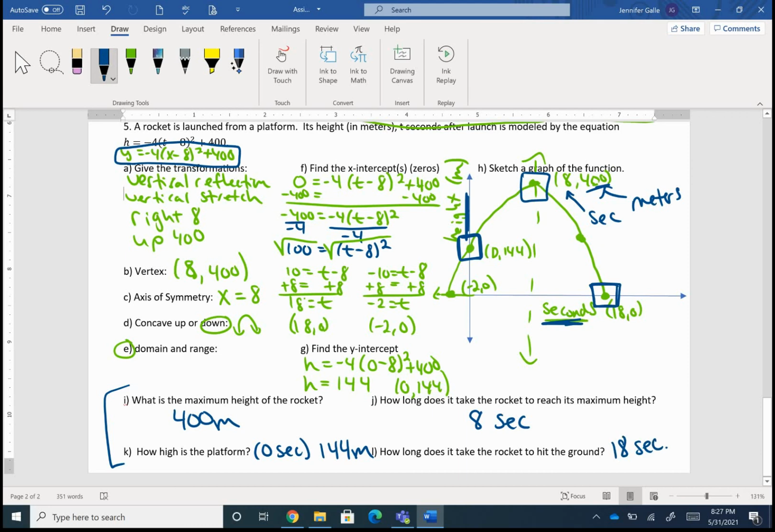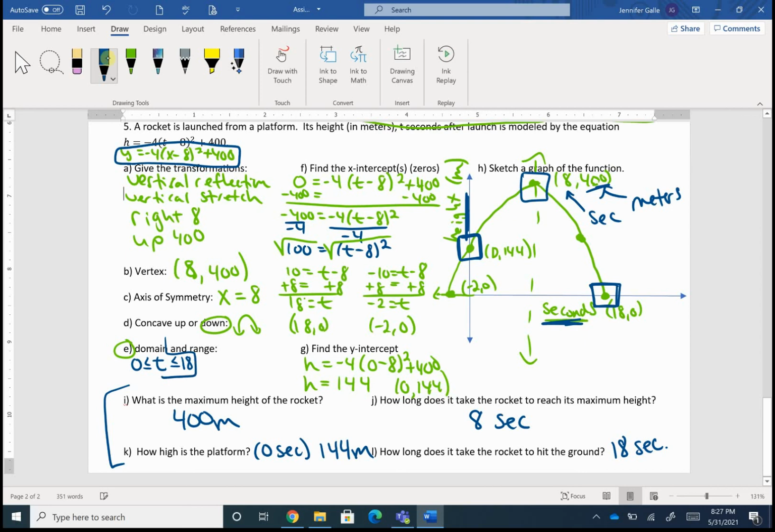Domain and range for this case. The domain, again, deals with our x values. Our x values in this case are our t, which is our time. Time cannot go lower than 0 seconds. And really, once the rocket gets back to the ground, we're not going to be timing it anymore. And it reaches the ground again at 18 seconds.